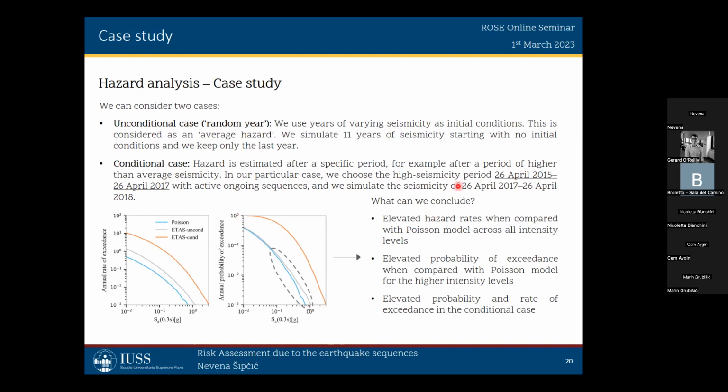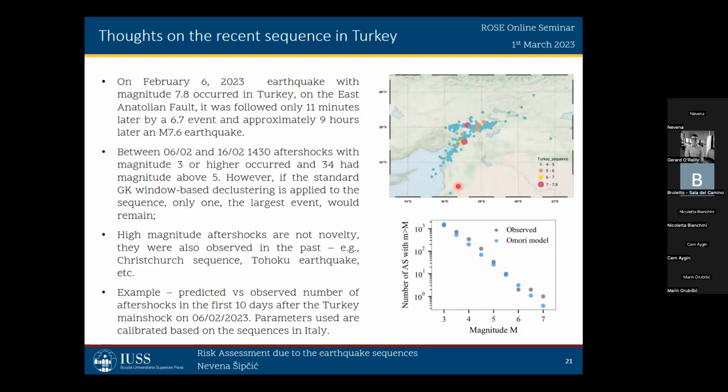So this is basically more or less everything when it comes to the hazard part. Before I move to the fragility part, I would like to say a couple of words about the sequence that happened in Turkey, because I think that this is a good example of why aftershocks can be important. So on February 6th, 2023, an earthquake with magnitude 7.8 happened in Turkey on the East Anatolian Fault, and it was followed only 11 minutes later by a 6.7 event.